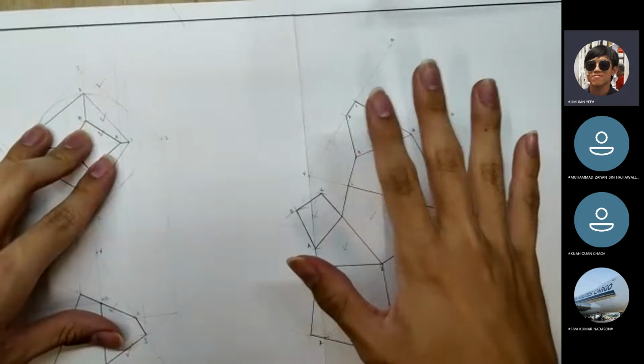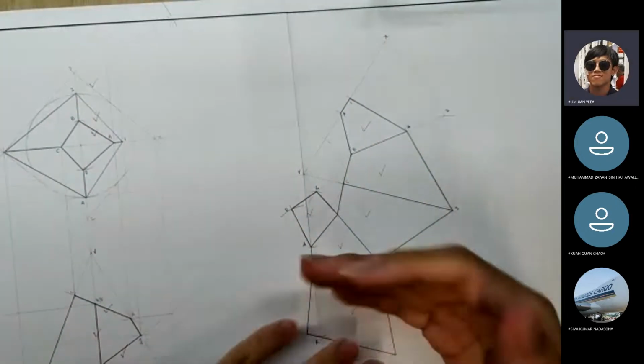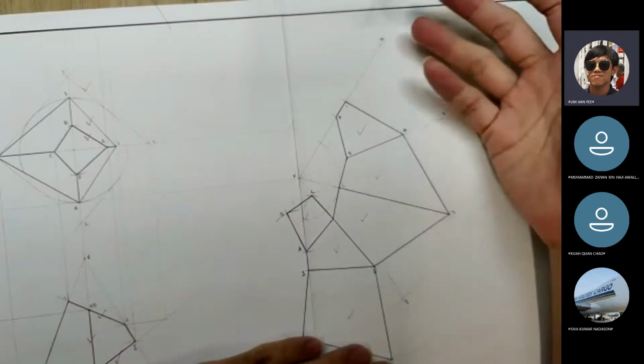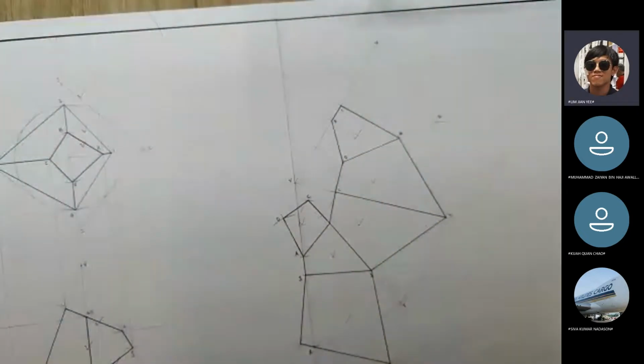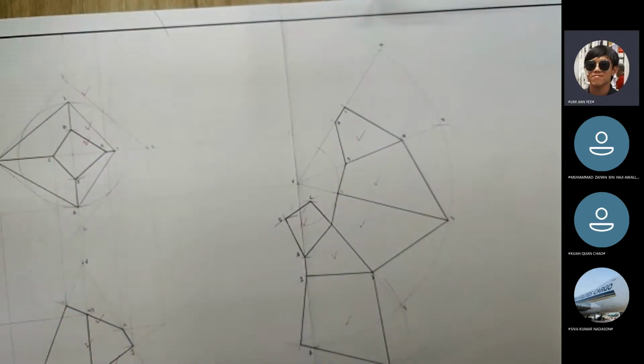Then you do the actual development. You unskin the pyramid or the shape, so you open it up. You start with this first. Sometimes this is not easy. So let's get started.